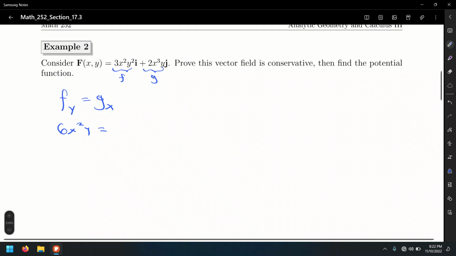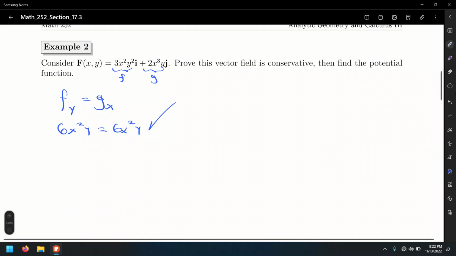What about the derivative of g with respect to x? Again, 3 times 2, that's 6x squared y. And yes, because these two quantities are exactly the same, that given vector field is conservative. And therefore, we will be able to find the potential function.